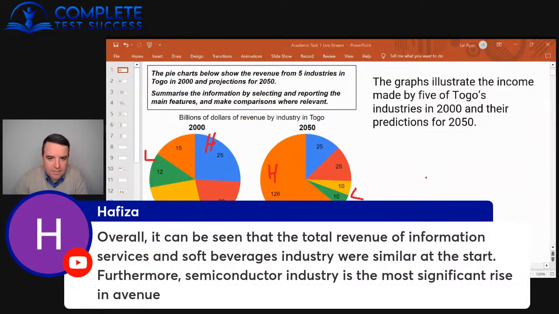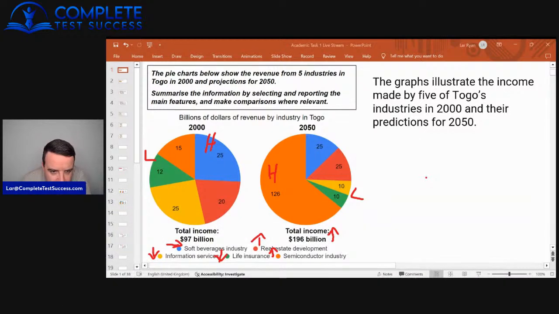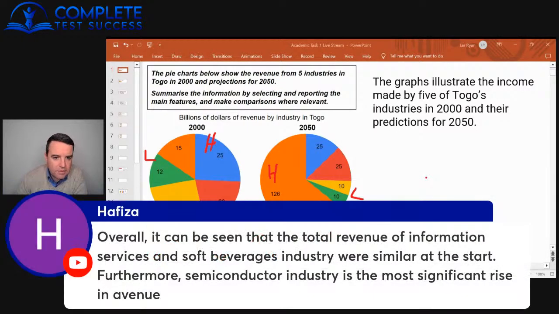Hafiza, overall, it can be seen that the total revenue of information services and soft beverages industry were similar at the start. So we're saying information services and beverages. So what color are they now? Information services and beverages, yellow and blue. They were similar, but why are we talking about them? So what we wanted to say is that they were both highest. They had the highest values at the start.